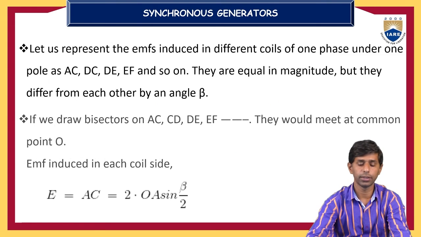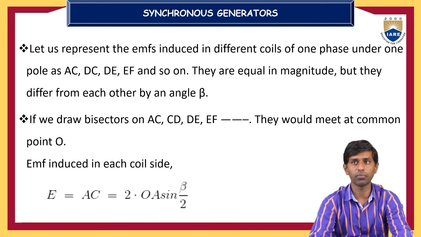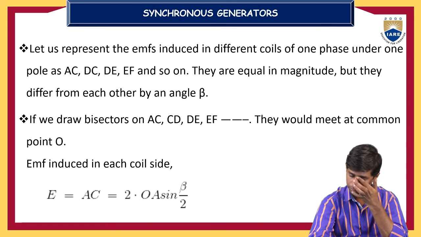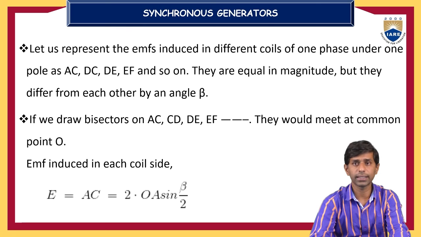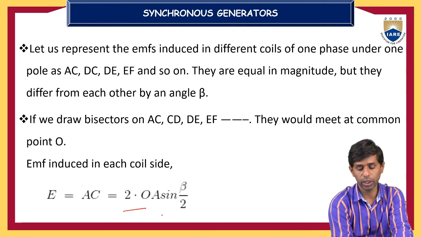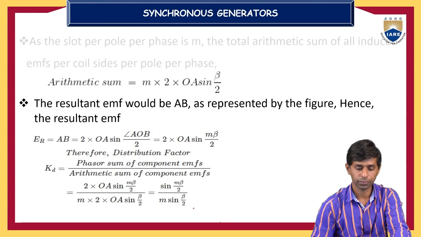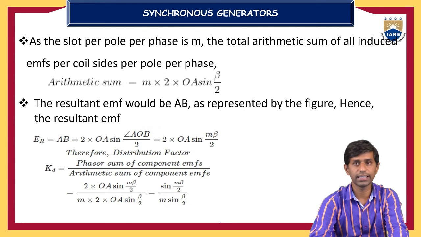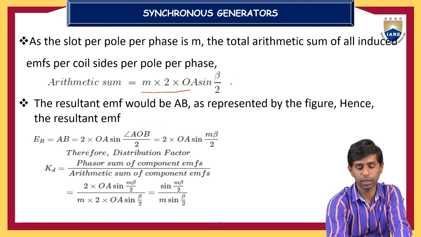Now let us represent the EMFs induced in the different coils of one phase under one pole. AC is one coil, then CD, DE, EF, and so on. There are many coils. They are equal in magnitude, but they differ from each other by an angle beta. If you draw bisectors for each of these coils, they would meet at a common point O, and the EMF induced in each coil is equal to 2 OA sine beta by 2. As the number of slots per pole per phase is M, the total arithmetic sum of all the induced EMFs per coil side per phase is equal to M times 2 OA sine beta by 2.